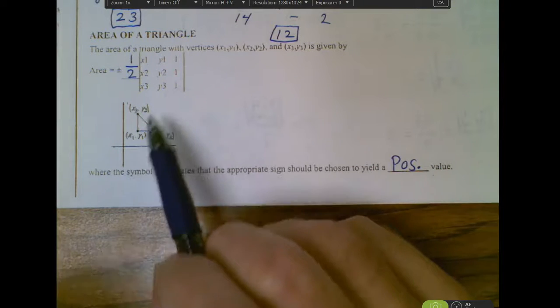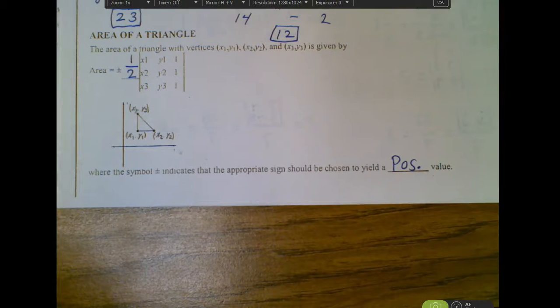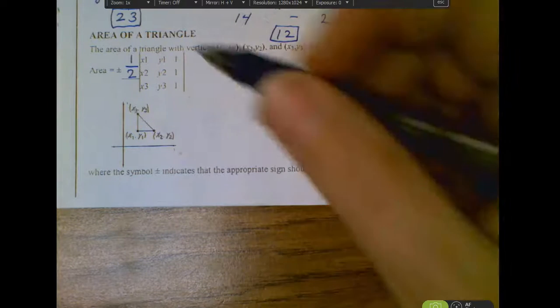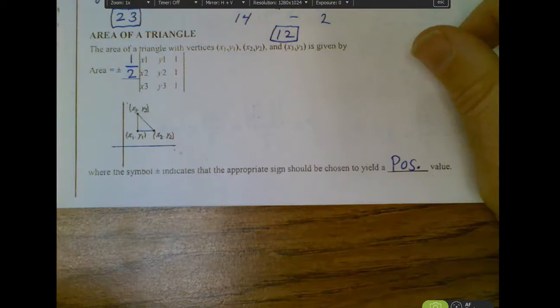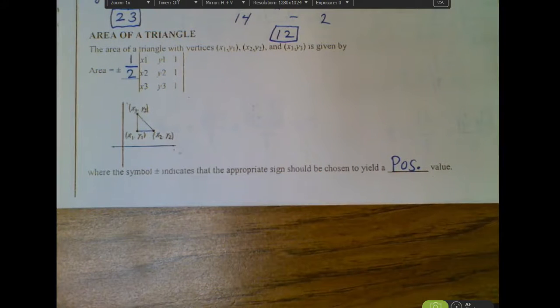Cool thing about this though is it works for any triangle. It doesn't have to be a right triangle. When you do base times height with that formula, it has to come from a right triangle, or you have to be able to identify the base and the height. This works for every triangle. It doesn't have to be a right triangle or for you to even clearly see the base and the height on it, which is kind of cool.